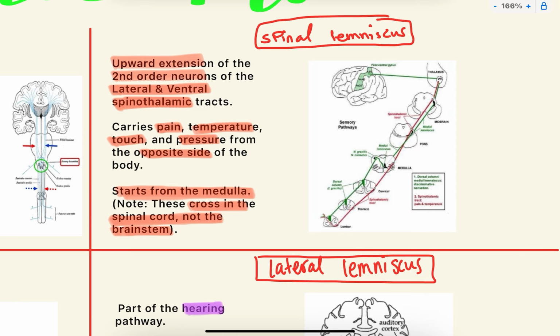So again, it starts in the medulla. The lemnisci start from the medulla, but here the tracts cross in the spinal cord, not the brainstem. So it will be what? Opposite side, loss of pain, temperature, touch, and pressure.